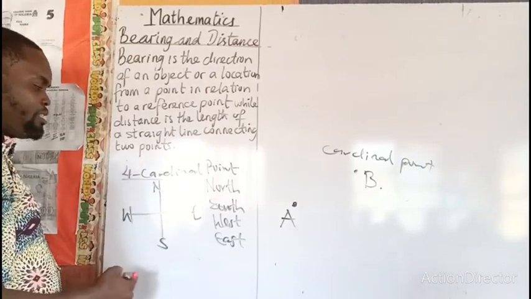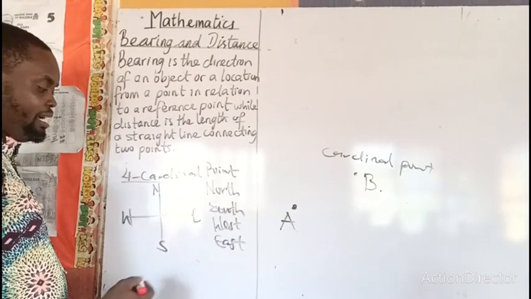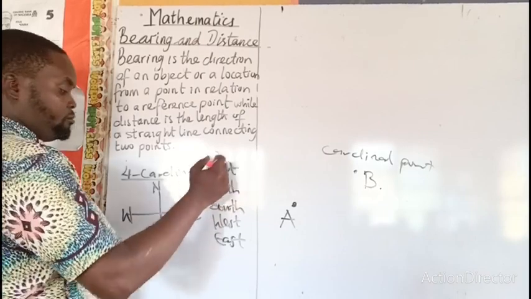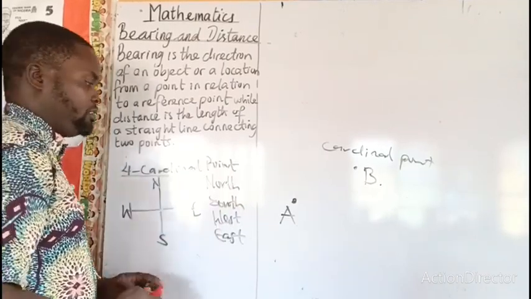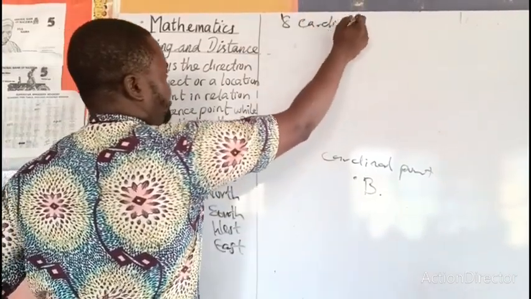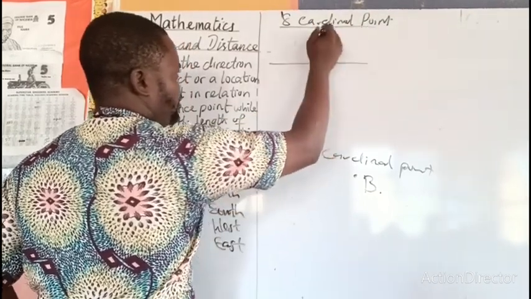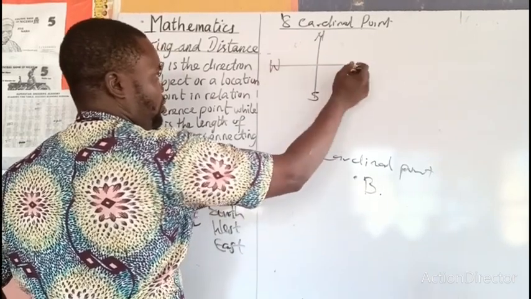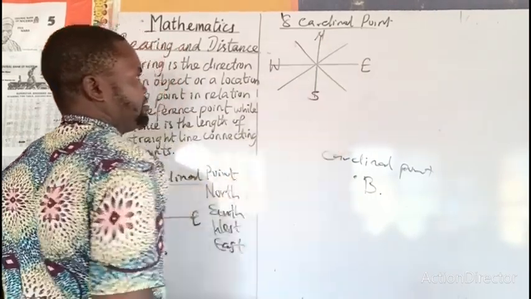Now, let's look at some of them. We have mentioned 4 cardinal points. How then does 8 cardinal points look? For 8 cardinal points, we just divide this like this, so let me explain so you understand. It is from your normal 4 cardinal points: north, south, west, east. Now your 8 cardinal points are divided like this.